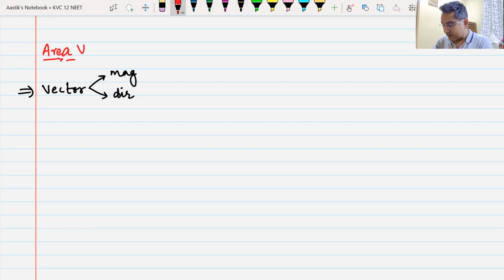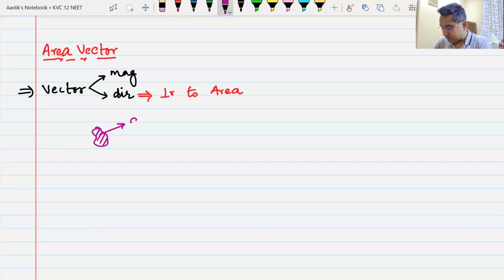Let me write this area as area vector. Now, what do you mean by the direction of this area vector? The direction of area vector is taken perpendicular to the area. That is the only new thing that you have to understand. For example, if this is a small area, a small segment, you draw a line which is perpendicular to it, dS, S standing for surface, or dA. This would be the area vector of this.